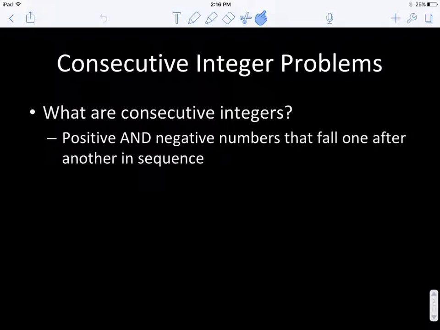Before we can start solving word problems that involve consecutive integers, we need to talk about what consecutive integers actually are. Consecutive integers are positive and negative numbers that fall one after another in sequence. Remember, they have to be integers, so all must be positive whole numbers and their opposites. No decimals or fractions are allowed here.